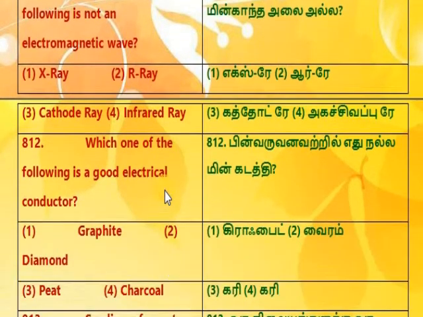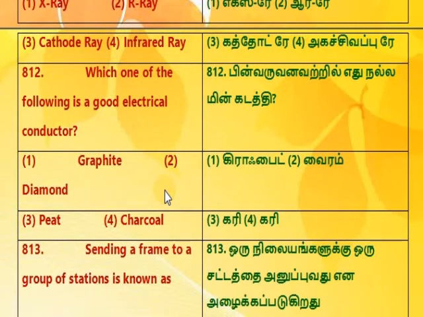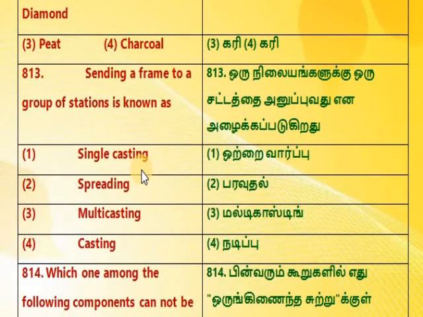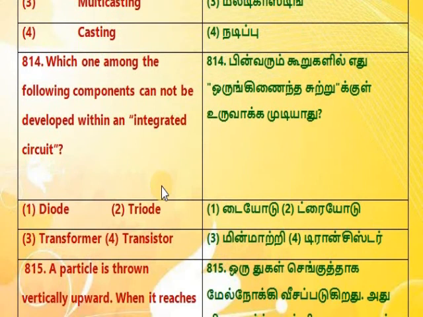812. Which one of the following is a good electrical conductor? 1. Graphite, 2. Diamond, 3. Peat, 4. Charcoal. 813. Sending a frame to a group of stations is known as 1. Single casting, 2. Spreading, 3. Multicasting, 4. Casting.